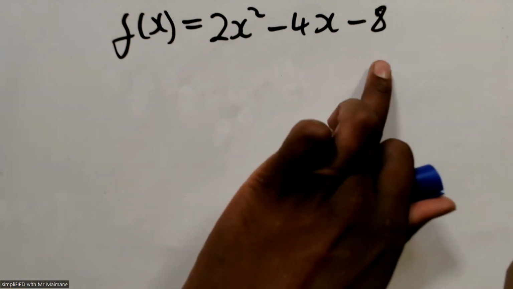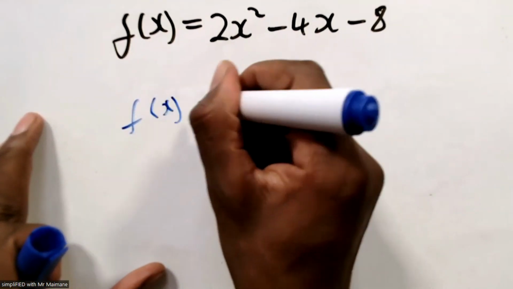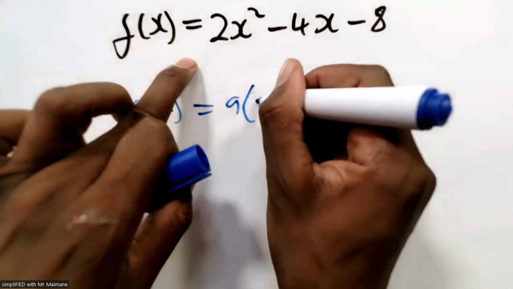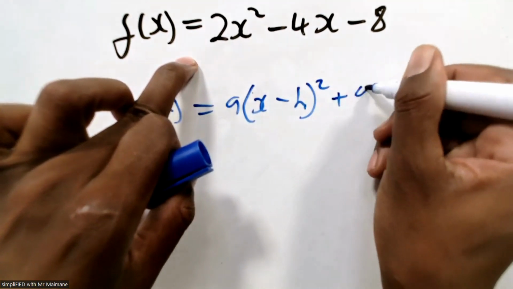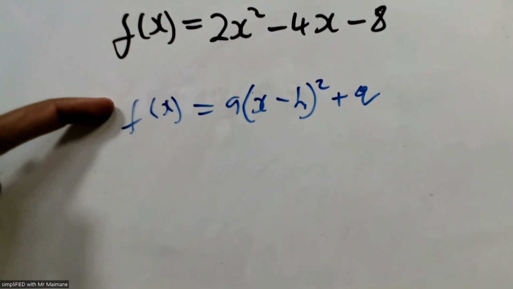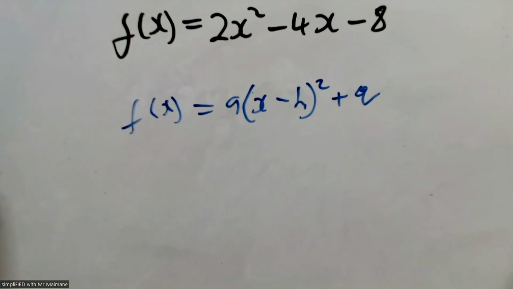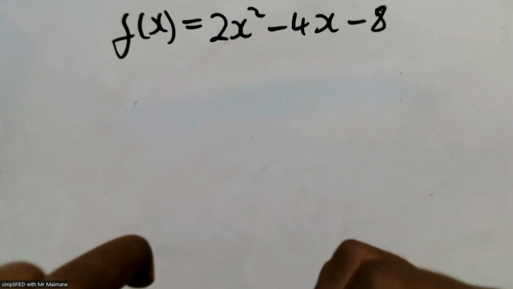Meaning now I have to write this standard form into the vertex form. I must write this in terms of this form. That means I have to do what? I have to complete the square. Now, let's complete the square on this one.